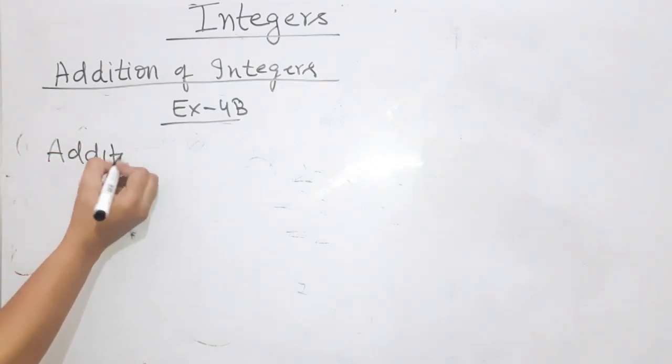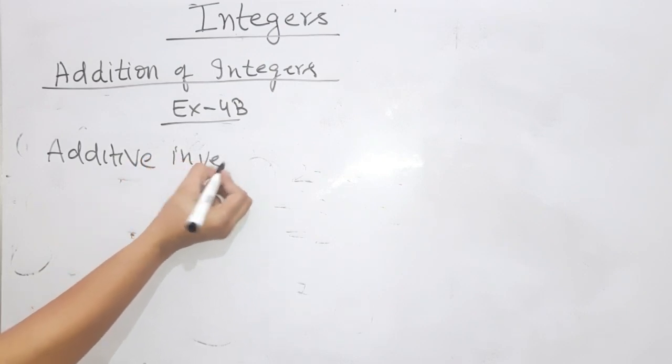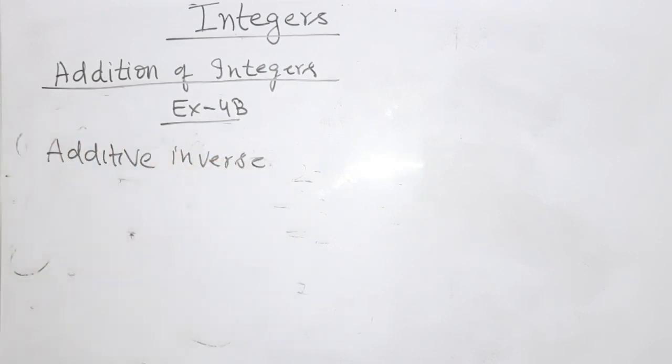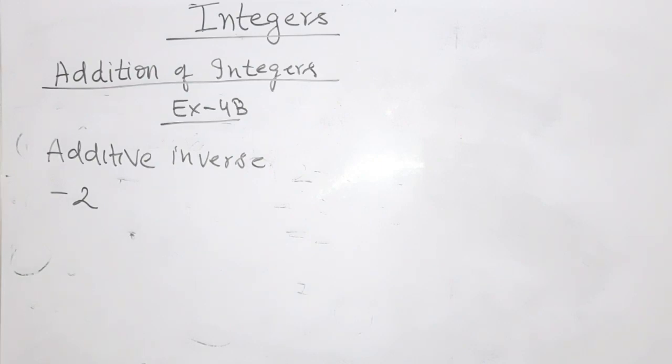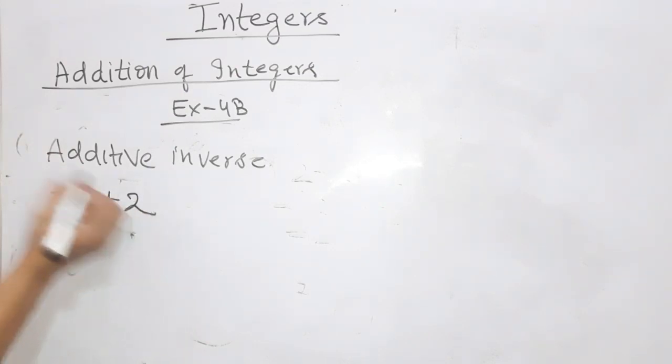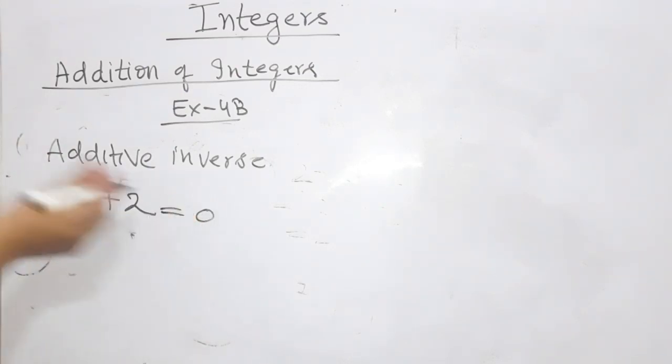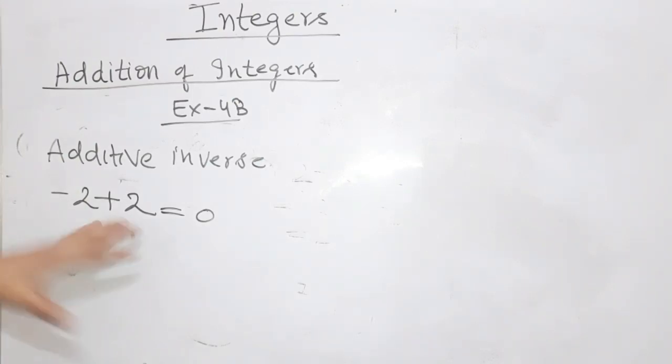Listen to me carefully. What is additive inverse? Additive inverse means if we have to write the additive inverse of a particular number, that means anything which makes the answer 0 by adding to that number. For example, if I am writing -2, what must be added to -2 to make it 0? -2 में हम क्या ऐड करेंगे कि वो 0 बन जाए? +2. So the additive inverse of -2 is +2.